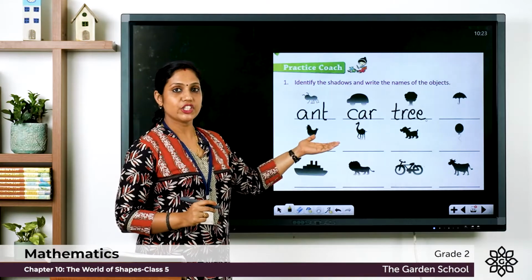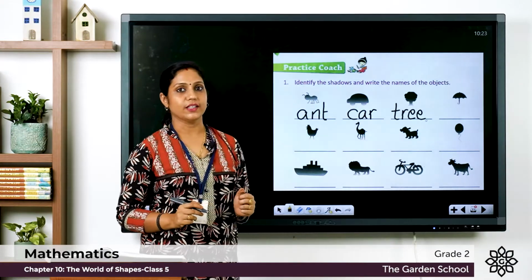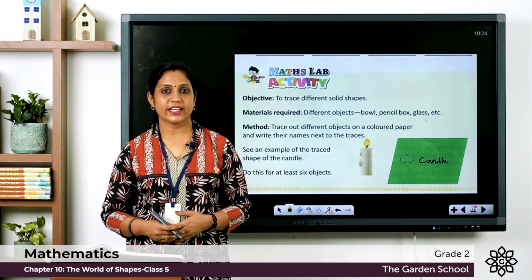Similarly, identify the shadows and write the names of the objects here. Now let's move on to our next activity.